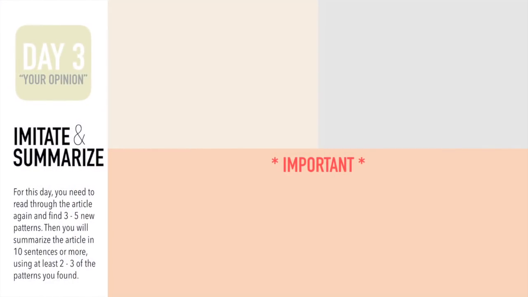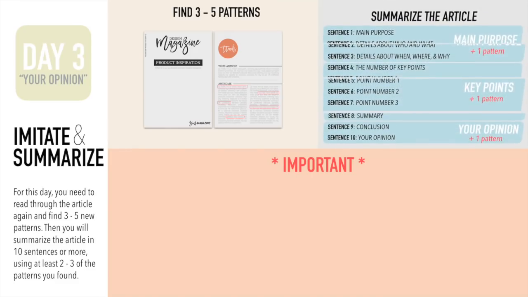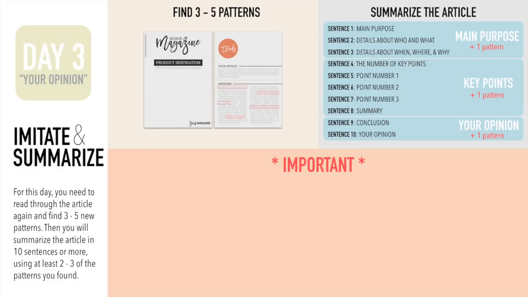Imitate and summarize. For this day, you need to read through the article again and find 3 to 5 new patterns. Then you will summarize the article in 10 sentences or more using at least 2 to 3 of the patterns you found. So, as you'll notice, in this example, there's 1, 2, 3, 4, 5 different patterns that will be applied to the summary that I will do of the article, okay?